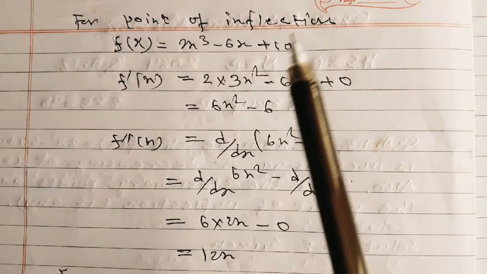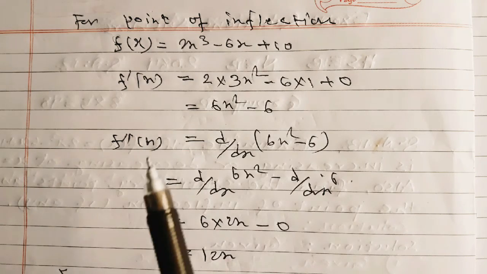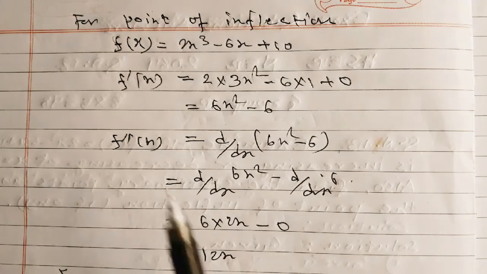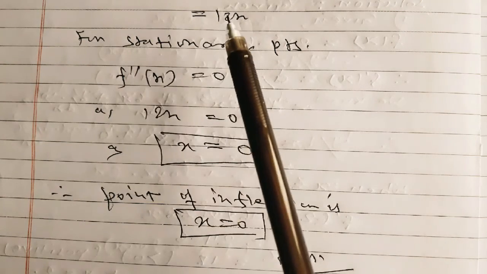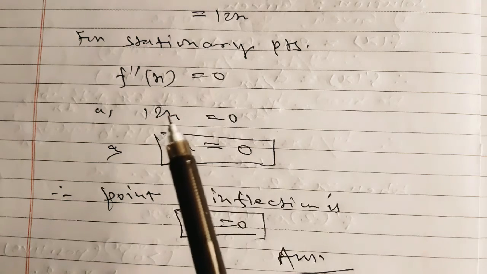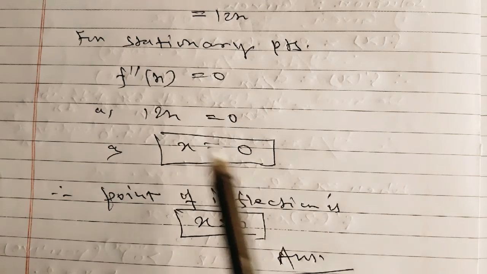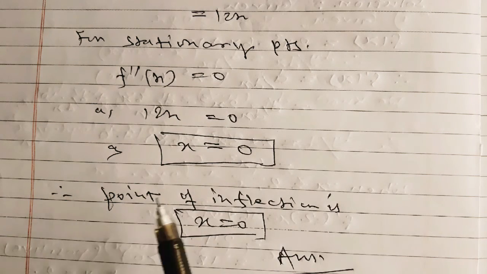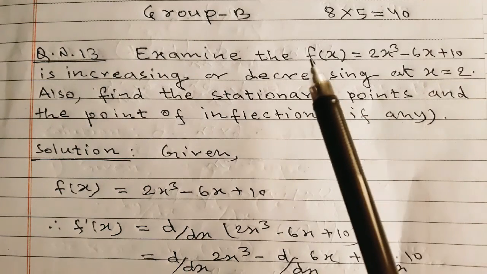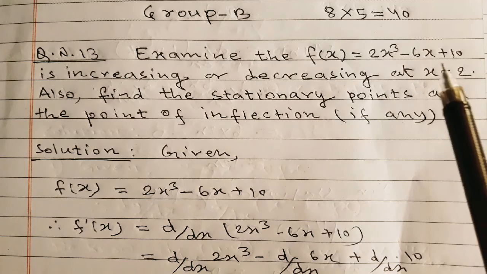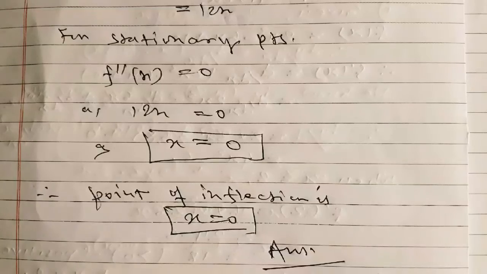Now for the point of inflection, the point where the second derivative is equal to 0 is said to be the point of inflection. So let's suppose the second derivative is equal to 0. Supposing the second derivative is equal to 0, the value of the second derivative we have already found is 12x. So 12x is equal to 0, x is equal to 0 by 12. That means the value of x is equal to 0. Therefore, the point of inflection of the given function is x is equal to 0. Hence the point of inflection of the given function f(x) is equal to 2x cube minus 6x plus 10 is x is equal to 0.